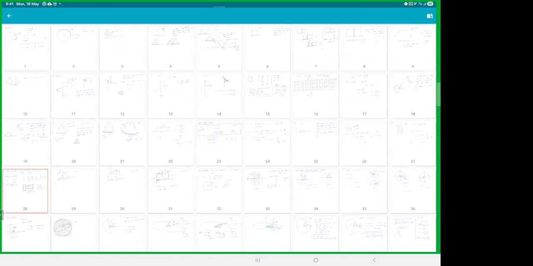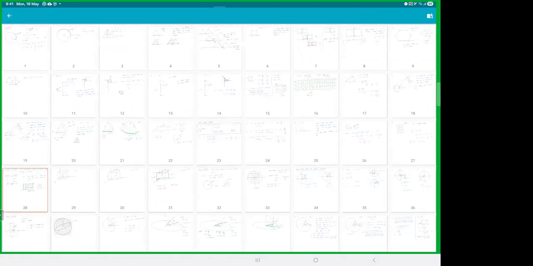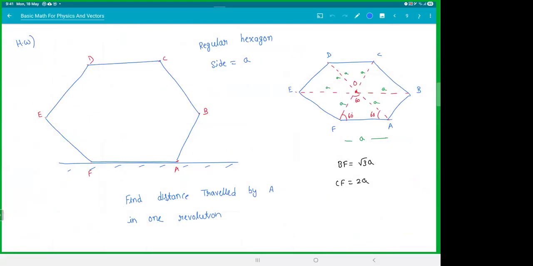Where did we do that? Here. This was a thing about hexagon. A regular hexagon has all sides equal. It is made of 6 equilateral triangles, and all angles are 60 degrees here. That's what you have seen in basic math and vectors.